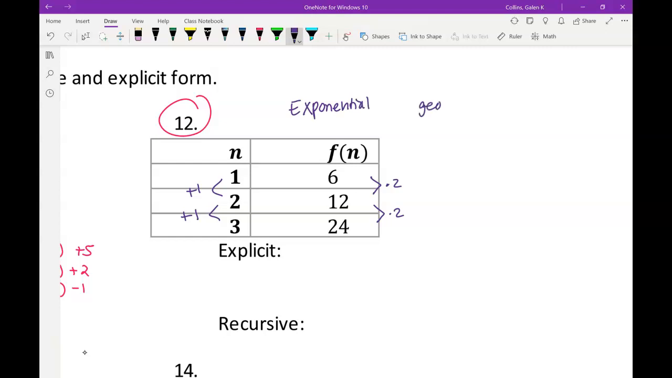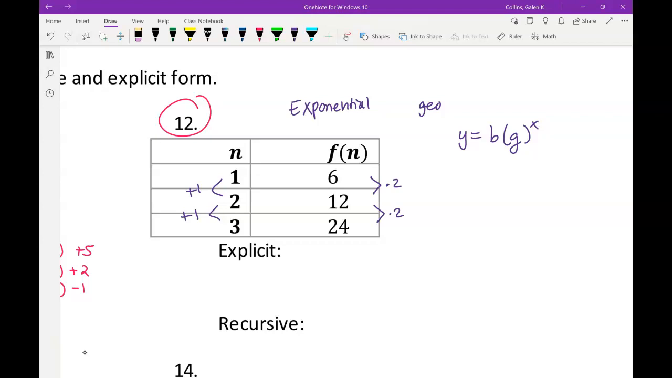or I could think of this as being a geometric sequence because I have multiplication. And so for an exponential, I could use this form of y equals my y-intercept times my growth factor to the power of x. Or I could just think of it this way. Well, let's look at it two different ways, actually.